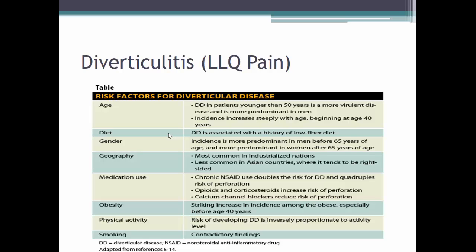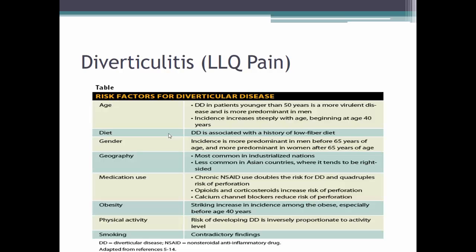Chronic use of NSAIDs doubles the risk. Opioids and corticosteroids increase the risk of perforation. And this is important. Anytime a patient has abdominal pain and is on corticosteroids for whatever reason, for whatever disease prior, you should put the patient in observation in ICU because the risk for perforation is higher. In addition, calcium channel blockers for hypertension reduce the risk for perforation. So as corticosteroids increase the risk for perforation, calcium channel blockers reduce the risk for perforation.